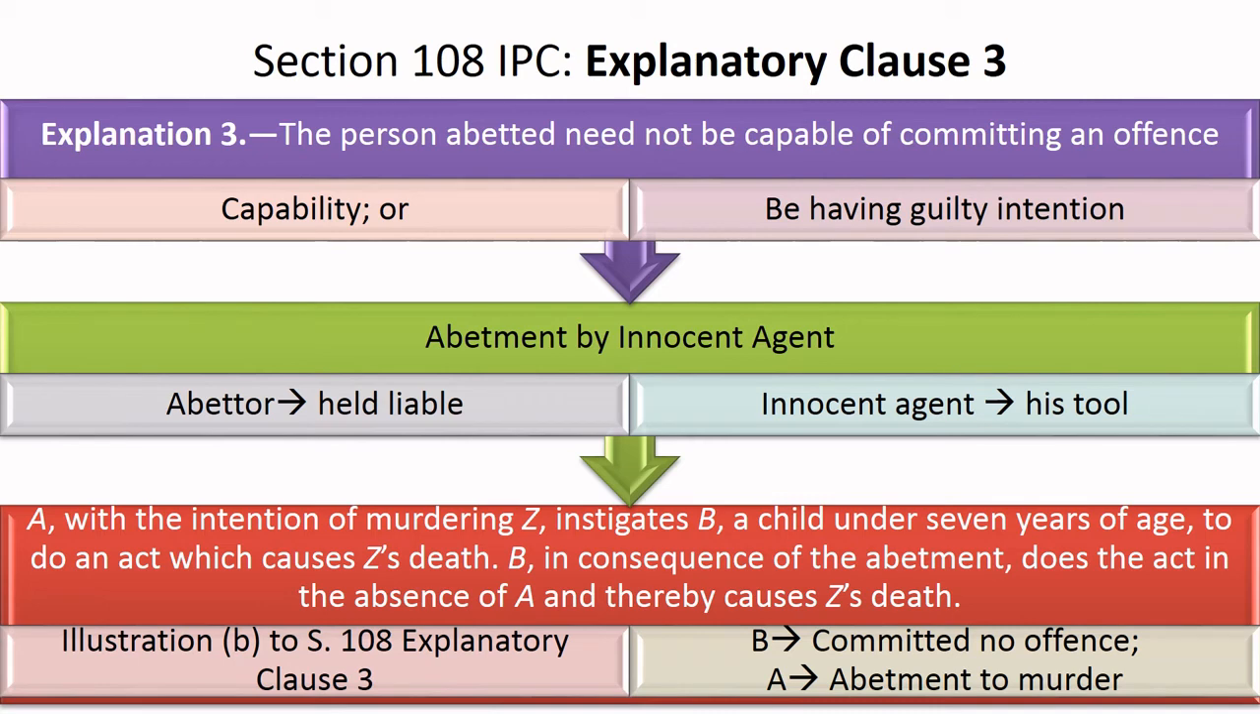Clear? Example, A with the intention of murdering Z instigates B, a child under 7 years of age, to do an act which causes Z's death. B, in consequence of the abetment, does the act in absence of A and thereby causes Z's death. This is in fact illustration B to section 108 explanatory clause 3. Here, B has committed no offence because he is just the tool of A, that is, he is the innocent agent here, but A will be charged for abetment to murder.